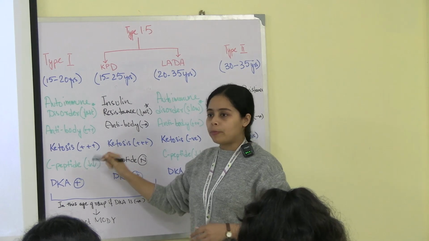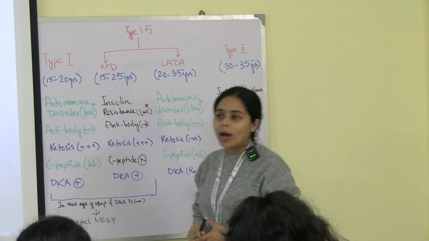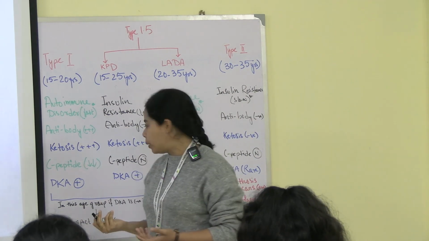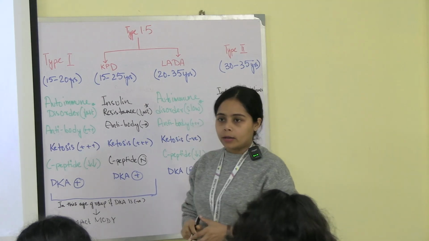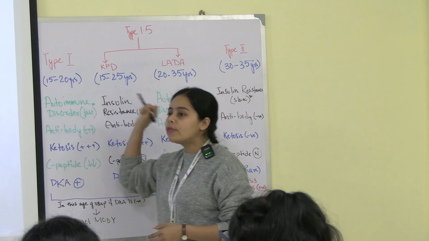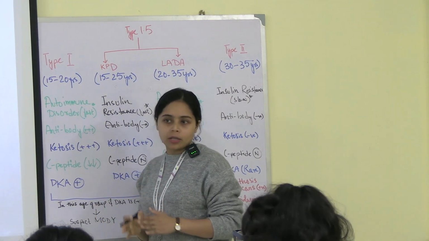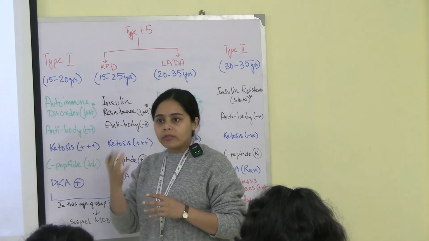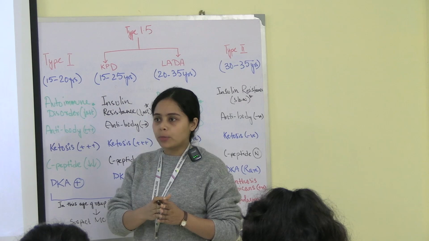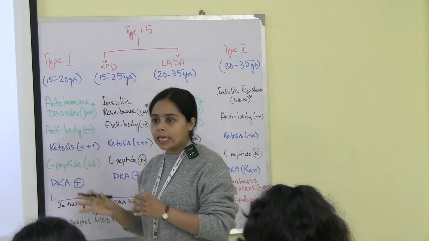Ketosis will be there in type 1, and the C-peptide level will be low. Why? Because the beta cells are not there, so obviously the C-peptide will be low. And DKA will be there, diabetic ketoacidosis. Why? Because it is a fast presentation. Suppose a 15 or 16-year-old boy starts to develop symptoms, say 7 days back. Within the next 10 days, he can come in DKA.